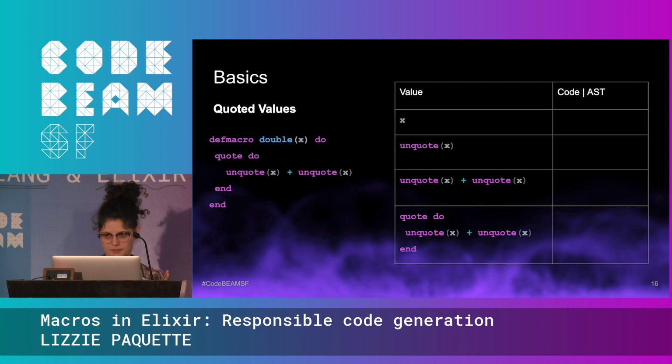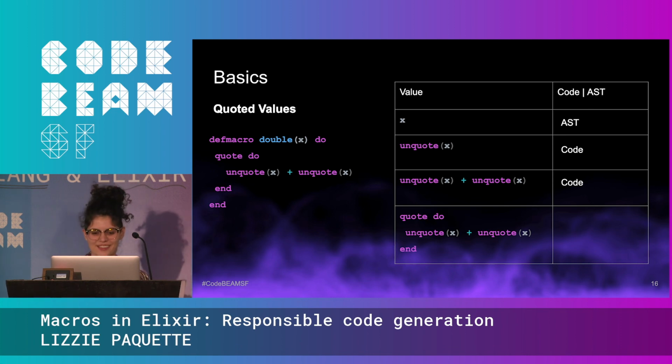So we're going to play a little game. Here on the left, we have a macro, and I'm going to have you guess the value. So for X, what is your guess, code or AST? AST. What about unquote X? It's code. Unquote X plus unquote X. Oh, some mixed answers. Code. And then this whole quote block, AST. Nice.